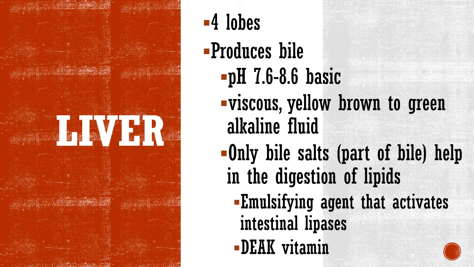So liver is going to be the largest gland in the body. It has 4 lobes. It produces bile. All right, bile has a pH of 7.6 to 8.6, so it's basic. It's a little high on the pH scale. It's going to be viscous, which means it's a thick yellow to brown to green fluid. So it's yellowish, browny, green.